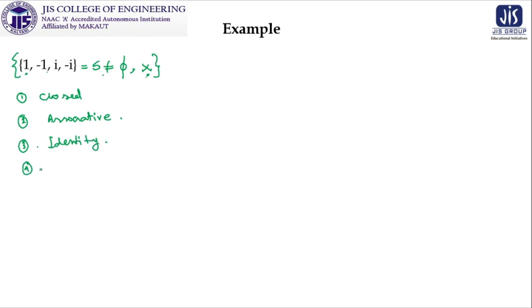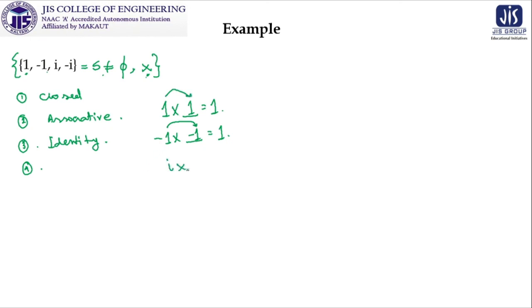Now finally the fourth one, what about the inverse? If we take 1 and we need something to get 1, it will be 1. If we take minus 1, we need something to get 1, it is minus 1. So look at this, minus 1 is present here, so it is its own self inverse. See, like 1.